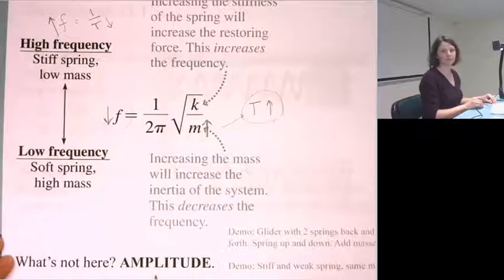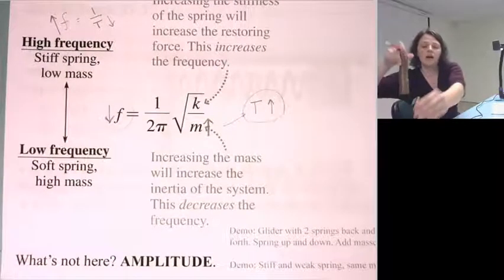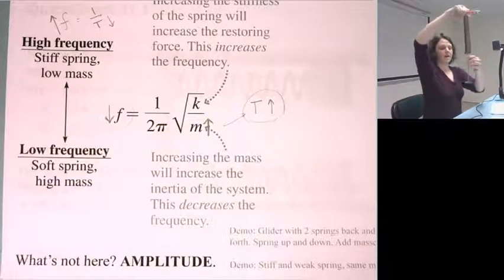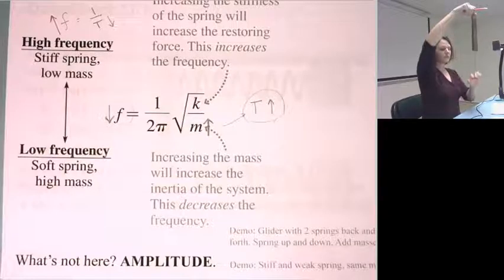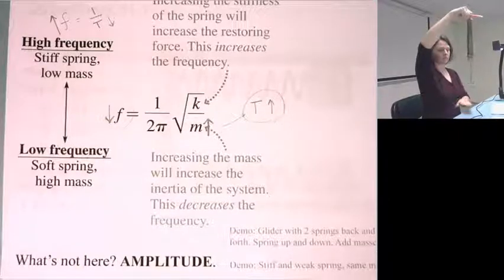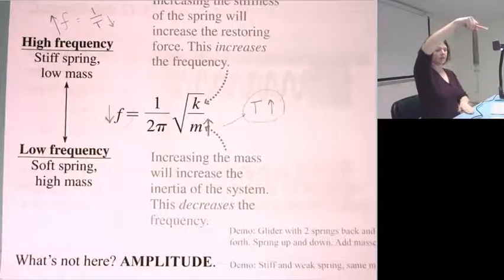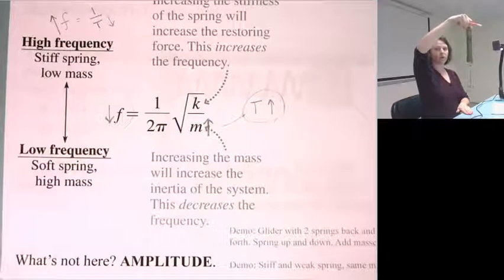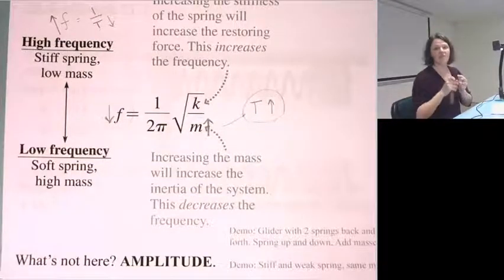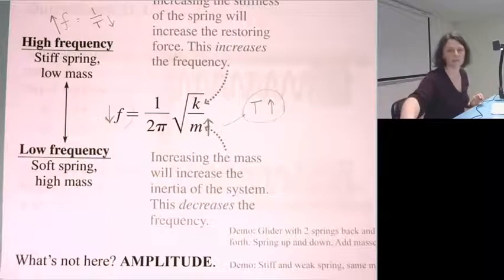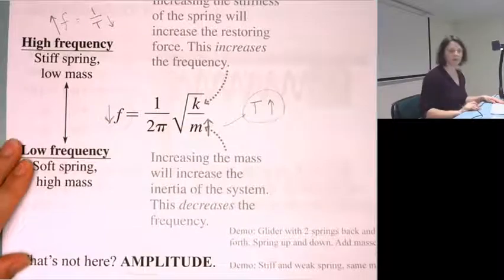What is not in here is amplitude, okay? So if I think about displacing this a little bit, and if I displace it a lot, or a little bit, the period stays the same. So it's going up and down with the same frequency for a big amplitude displacement or a small amplitude displacement, okay? And that's going to be a theme of pretty much all of this next couple of chapters, is that amplitude really doesn't matter, okay?